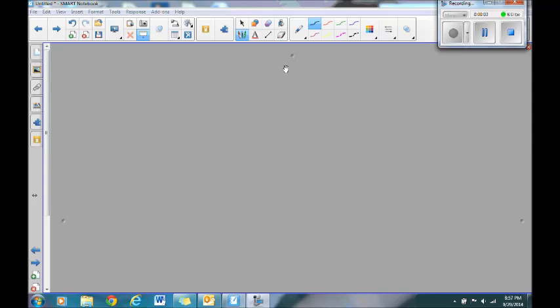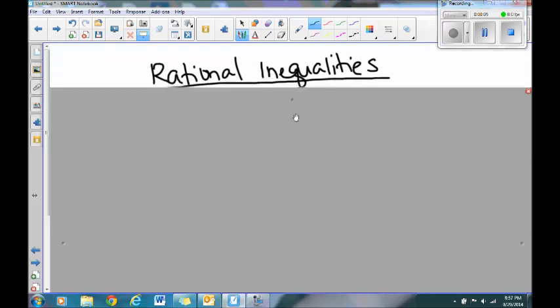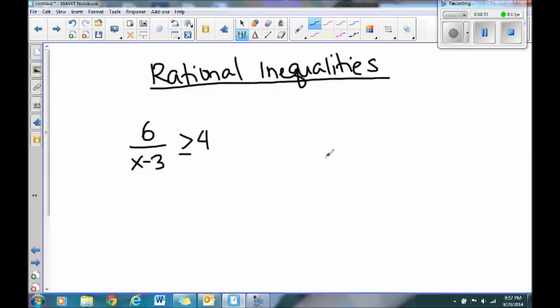Alright, so next thing we're going to talk about are rational inequalities. Rational inequalities are inequalities that involve rational expressions, and we know rational means fractions. So here's the rational inequality that we're going to start with. If you need to pause the video and write it down in your notes, then go ahead and do that now.